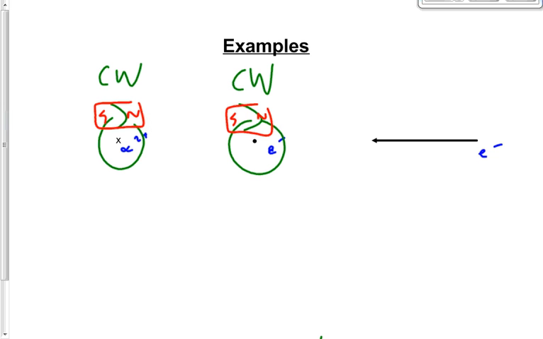Anything I say to you here, guys, in terms of direction is always going to be from your perspective. Just like I said, that's to the left, whereas it's my right. So when I give you an answer, it's not my perspective. My perspective is always opposite. Which way is the magnetic field pointing?